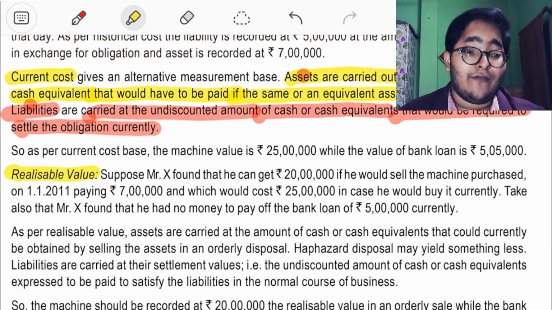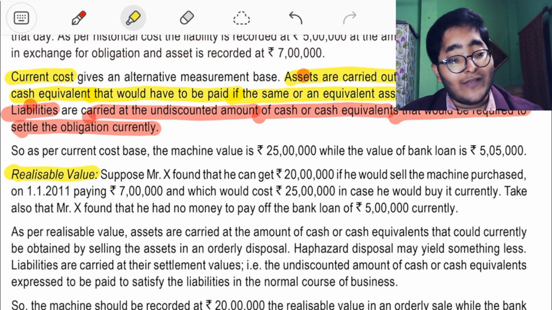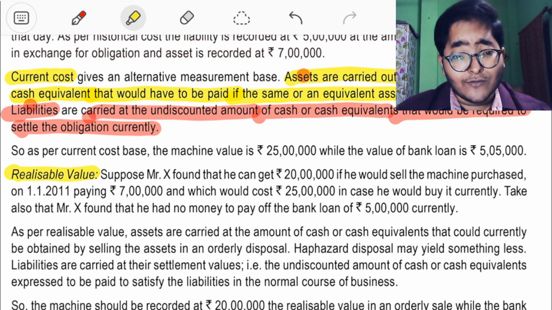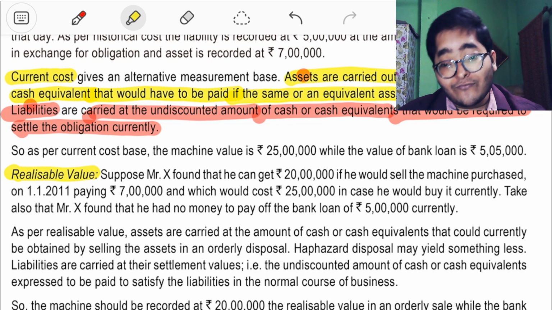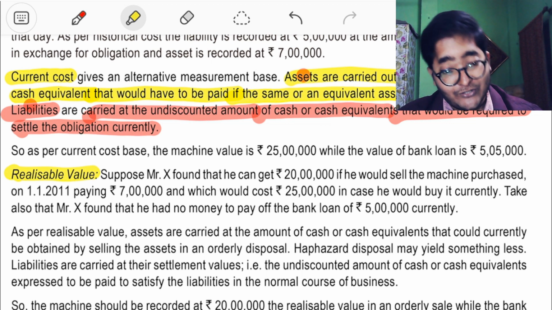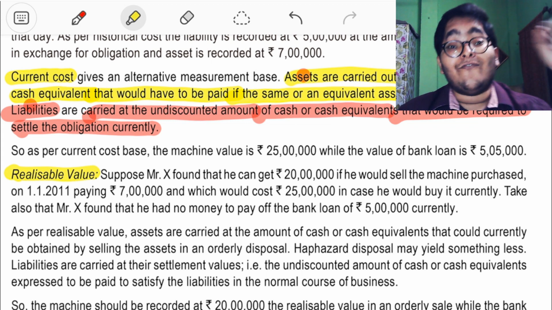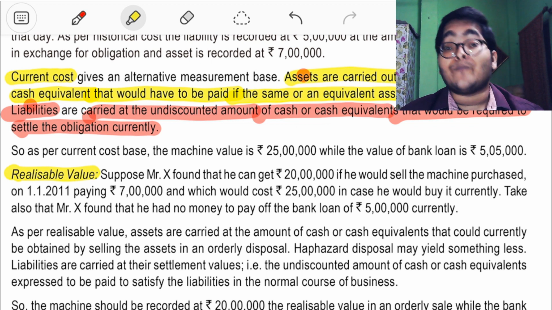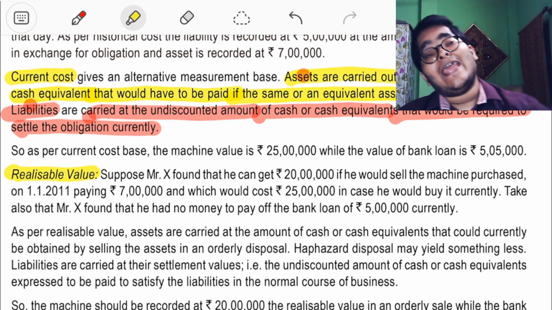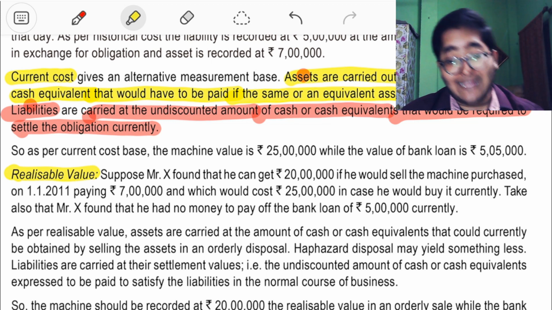रियलाइजेबल वैल्यू क्या है? What is realizable value? Let us understand with the help of an example. Suppose Mr. X found that he can get rupees 20 lakh if he would sell the machinery purchased. In our previous example, Mr. X valued his machinery at rupees 25 lakh, which he purchased for rupees 7 lakh on 1st January 2011. We are continuing that example.